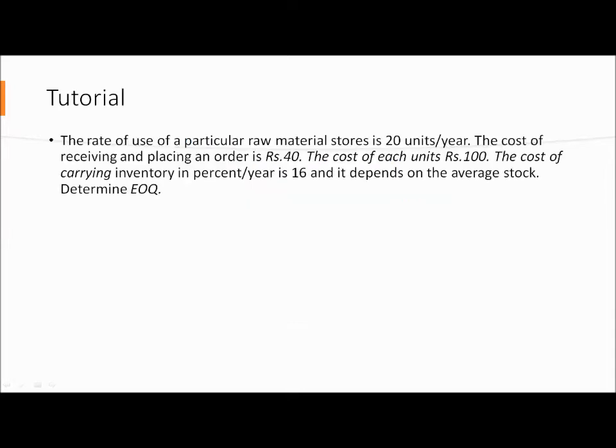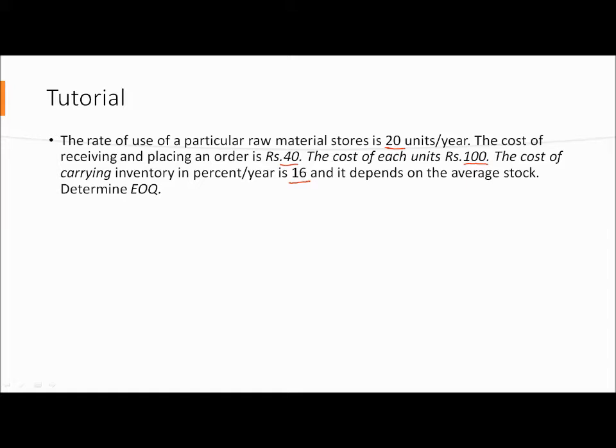The rate of use of a particular raw material stores is 20 units per year. The cost of receiving and placing an order is rupees 40. That is the procurement cost P. The cost of each unit is 100. The cost of carrying inventory in percentage per year is 16, and it depends on the average stock.